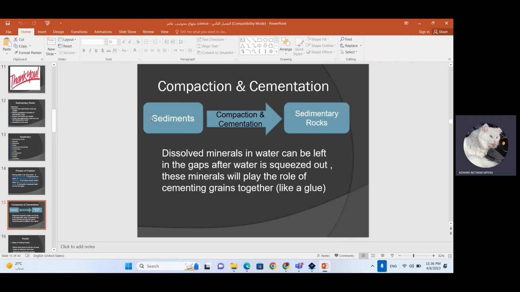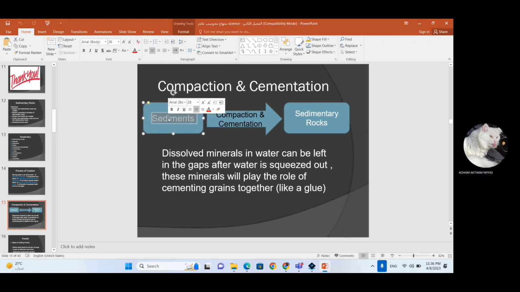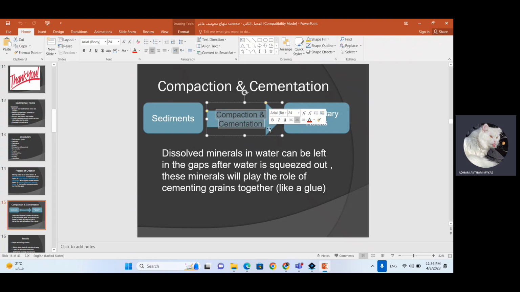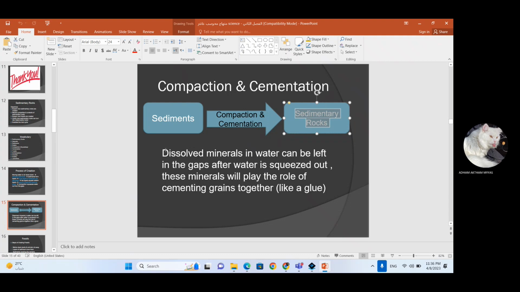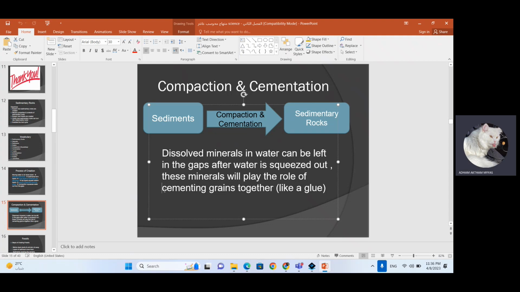Compaction and cementation: the sediments first go through compaction and cementation, and then become sedimentary rock. Cementing has the role of a glue. So this is the definition.